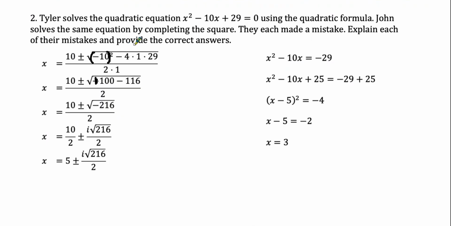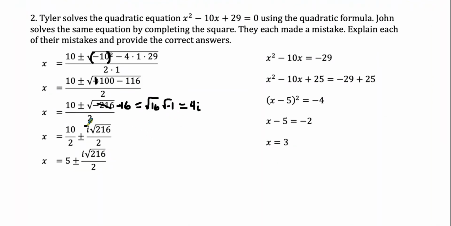That's his mistake, okay? This should be positive 100. It says also provide the correct answers, so let's finish out the problem and fix it. If I do positive 100 minus 116, this should be just -16 inside of my square root. To simplify the square root of -16, we can split that up into the square root of 16 times the square root of -1, which would just be 4i. The square root of 16 is 4, and the square root of -1 is i.